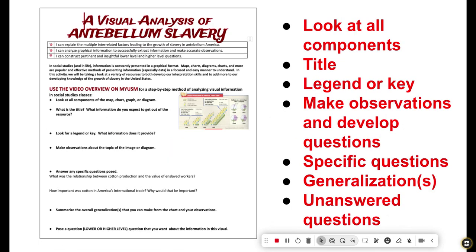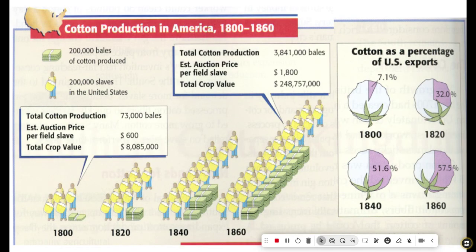I want you to make sure you have this document right here, a visual analysis of antebellum slavery. You're going to go through 5 different visuals. You're going to look at the components, take a look at the title, find the legend or the key, make observations and develop questions, answer some specific questions that I might have posed, make some overall generalizations, and then ask what some more questions are that you might have. So if we look at this graph, or this visual, this is on your King Cotton activity that you did.